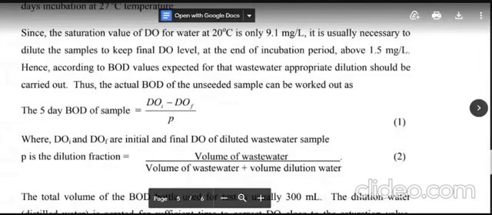Is it okay? Yes, sir, done. Fine. After that, calculate how much value you get.